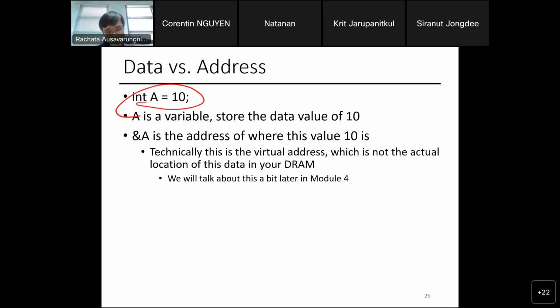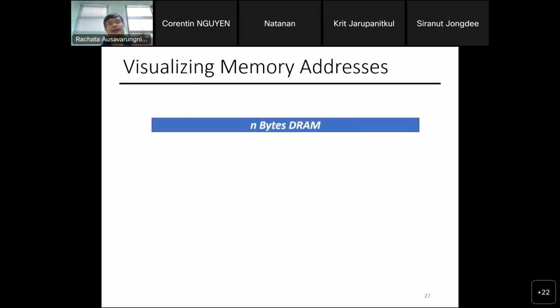And let's visualize this. Let's say you have gigabytes of DRAM. Your DRAM will start from address 0, and let's say it's 4 gigabytes, so the address will be 4 multiplied by 10 to the 9, since giga is 10 to the 9. That's the last address. And let's say you store the number 7 at address 100, and I store this as a 4-byte integer.